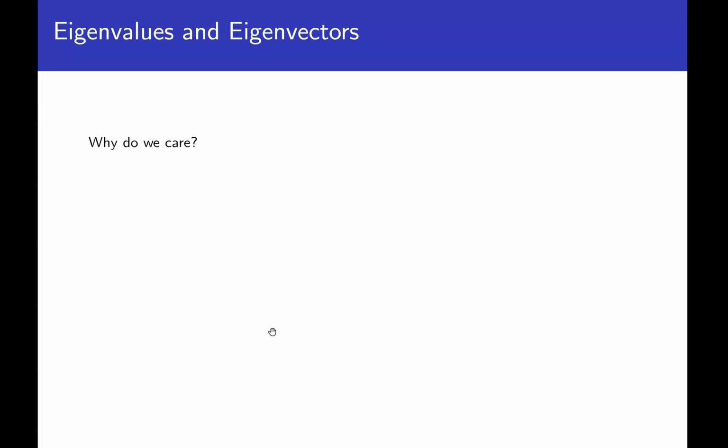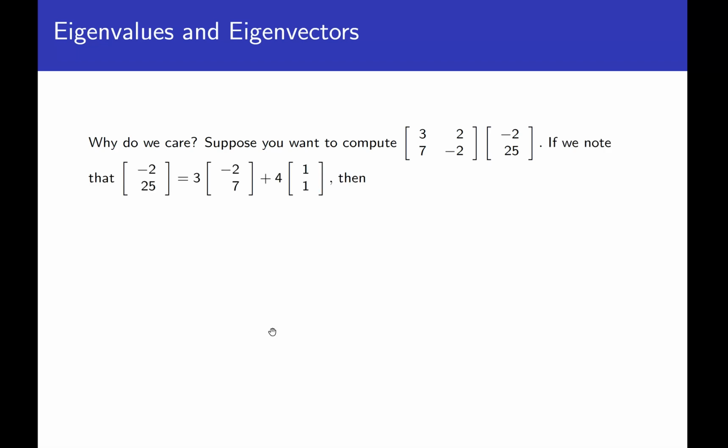All right, why do we care? Well, I mentioned this a little bit before. Let's say I want to do this matrix product, which again, not hard. We could do this. This is a small matrix. So imagine that I'm multiplying a matrix with hundreds of entries in it, not just 4. Well, let's suppose that I knew that this vector -2, 25 is this linear combination of the -2, 7 eigenvector and the 1, 1 eigenvector.